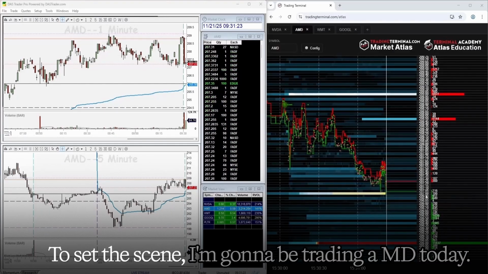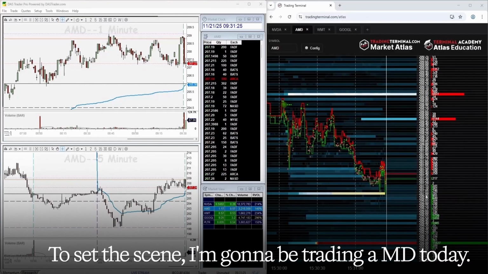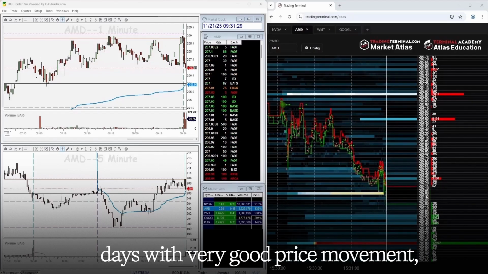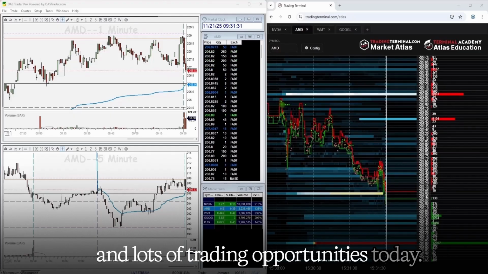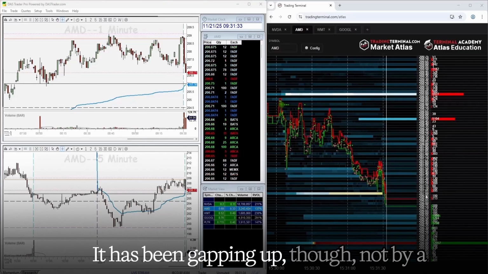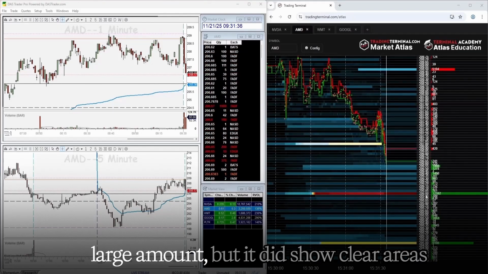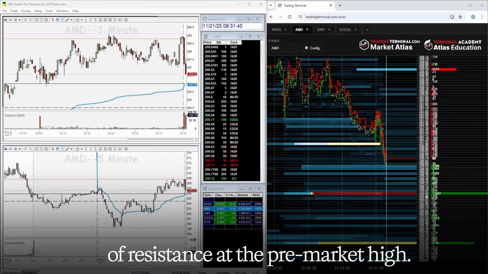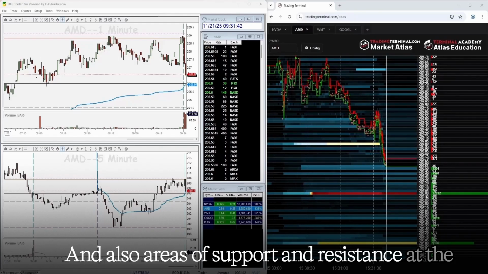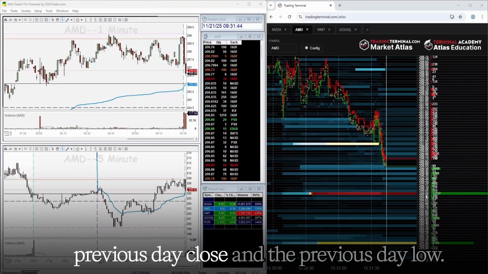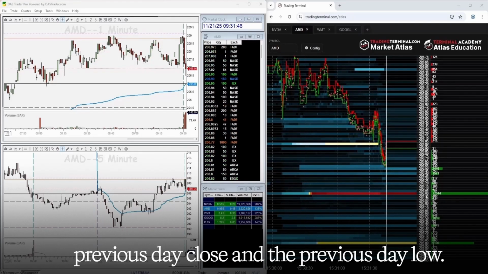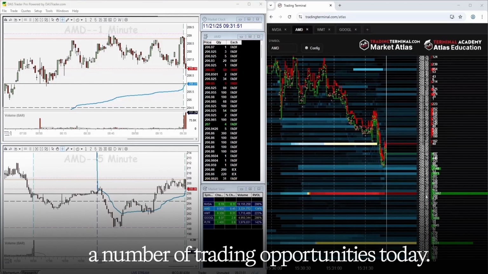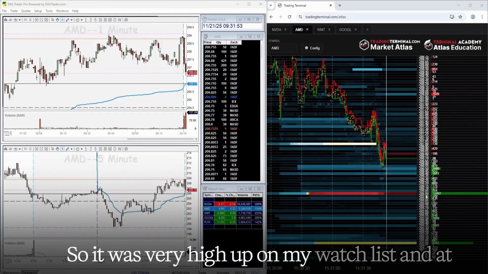To set the scene, I'm going to be trading AMD today. It has been a stock in play for the last few days with very good price movement and lots of trading opportunities. Today it has been gapping up, though not by a large amount, but it did show clear areas of resistance at the pre-market high and also areas of support and resistance at the previous day close and the previous day low. So I thought that this would actually present a number of trading opportunities today. So it was very high up on my watch list.